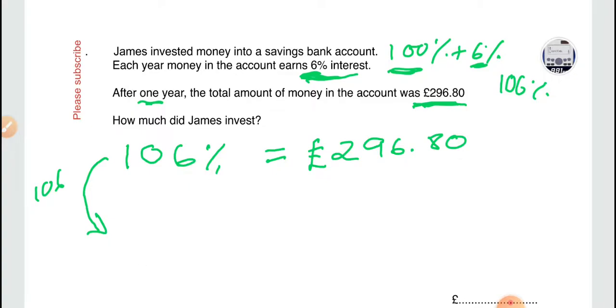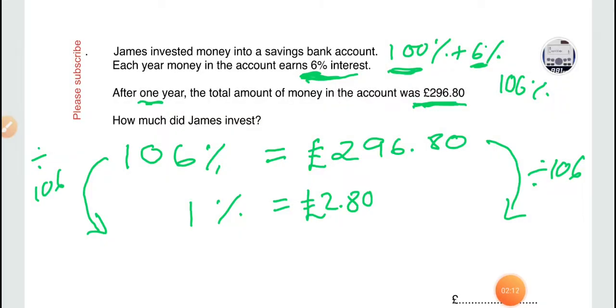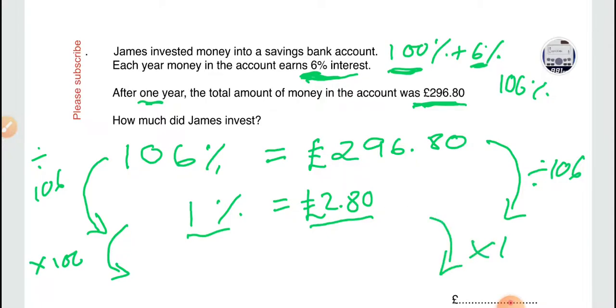So if I divide that side by 106, I would have to divide this side by 106. By doing that, this tells me that 1% is equal to £2.80. That's good. So now I know what 1% is. I can do this in my calculator because this question allows a calculator. So to find 100%, I just times this side by 100, and I times the £2.80 by 100 as well.